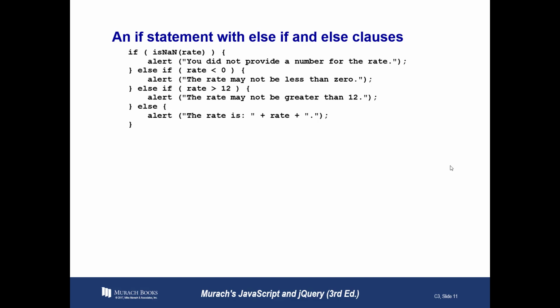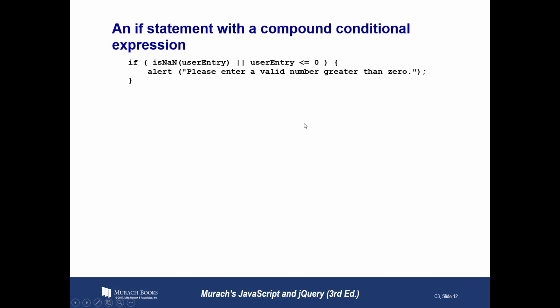So here's something where we've got else ifs. So if this first if here is true, you alert this and skip the rest. If this is false and this is true, you alert this and skip the rest. If this is false and this is false and this is true, you put that in there and you skip the rest. If this is false and this is false and this is false, you do this and you're done.